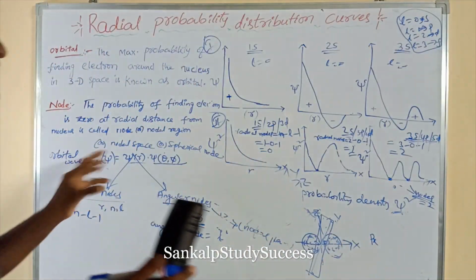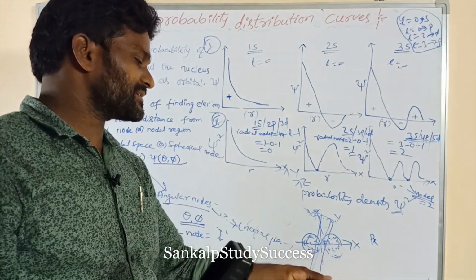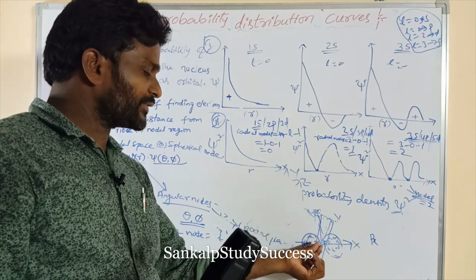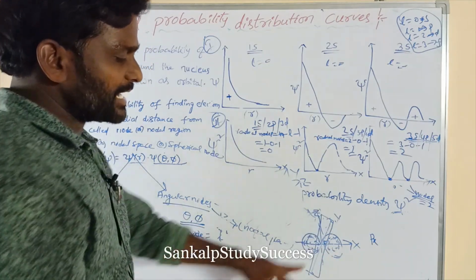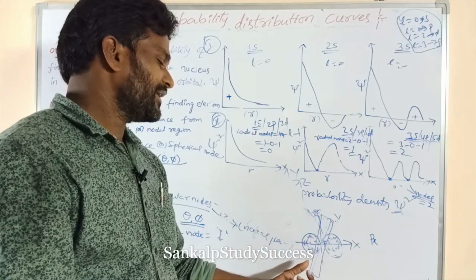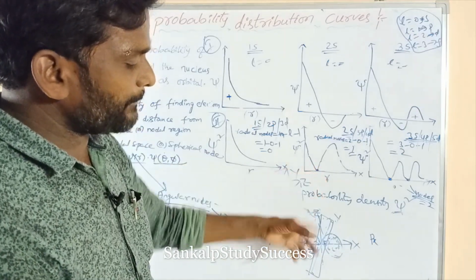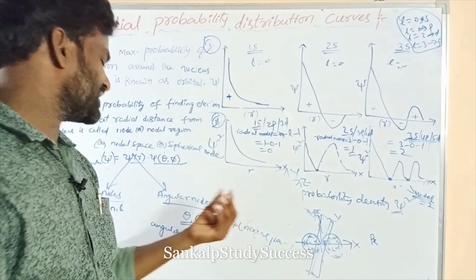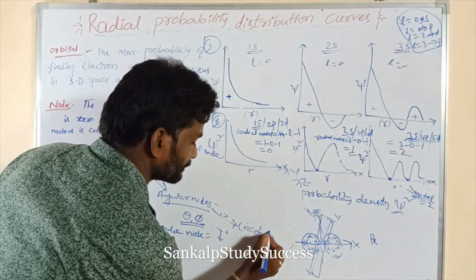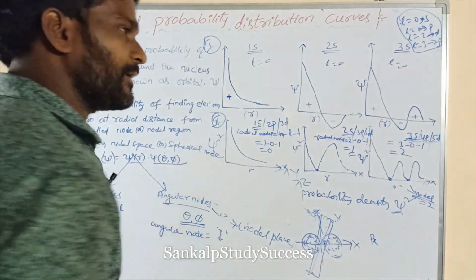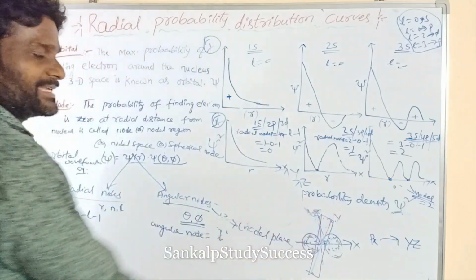goes to the p orbital. So your p orbital contains two lobes present on the x axis. That means the probability of finding the electron around the nucleus is present in two lobes on the x axis. So in the yz plane, in this diagram, the probability of finding the electron is zero. That is taken as the angular node or nodal plane. So the nodal plane of the px orbital is yz.